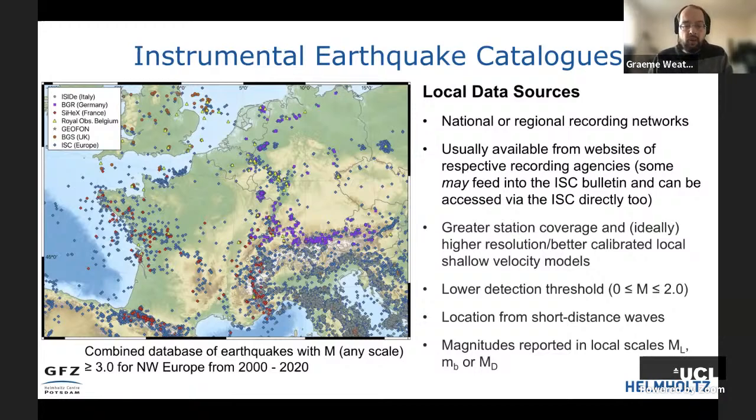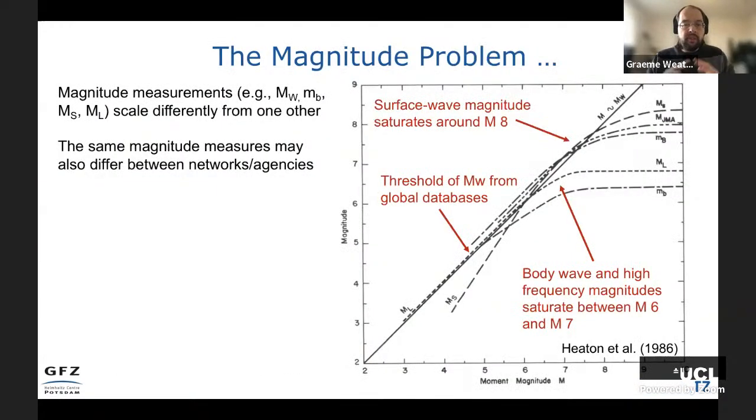And in these cases, the magnitudes tend to be reported in scales based more on short period motion, so local magnitude, body wave magnitude over short distances, or duration magnitude. So this really begins to introduce us to the problem we have when we're constructing catalogues, which is the magnitude problem. Magnitude measurements in different scales do scale differently from one another, and challenging the problem even more if we're trying to mix data from different networks or recording agencies, even the same magnitude measures, so MB or ML or others, may actually differ between different networks and agencies.